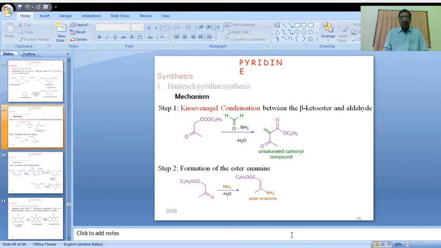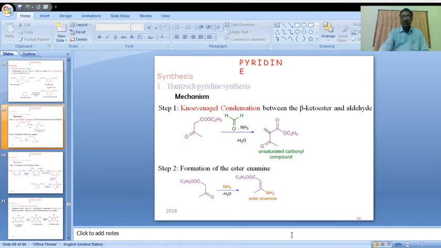In the last class, we learned about preparations and some of the properties of thiophene. Today, we are going to discuss pyridine. Pyridine, the major synthesis, Hantzsch synthesis.